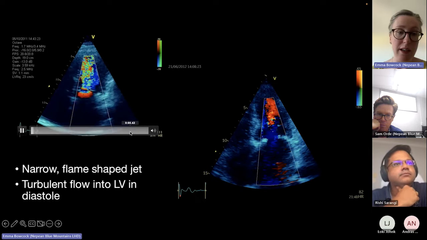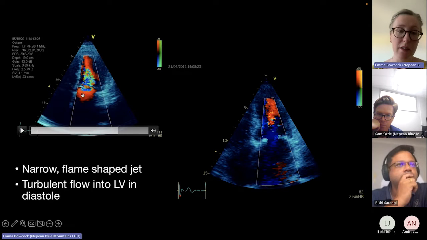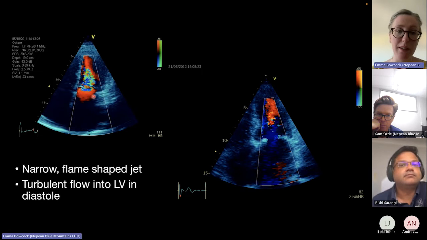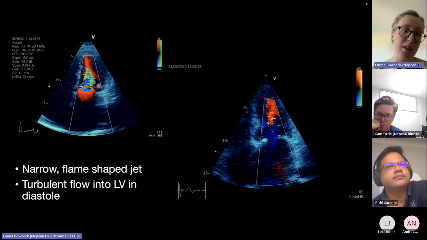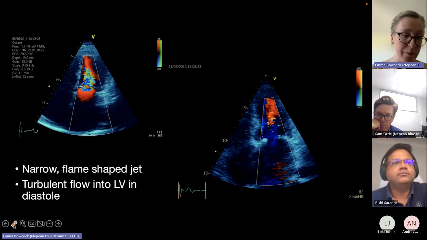And can you just see there, if I pause it, here you've got that PISA, which is quite flat here. There's a pointer. This sort of flattened PISA. It's not that beautiful hemispheric that you might be able to do a PISA on, really. But you can see that flow convergence as it's coming in as well, and that flame shape. So just training your eye to see that highly turbulent flow going in as we would expect in diastole.